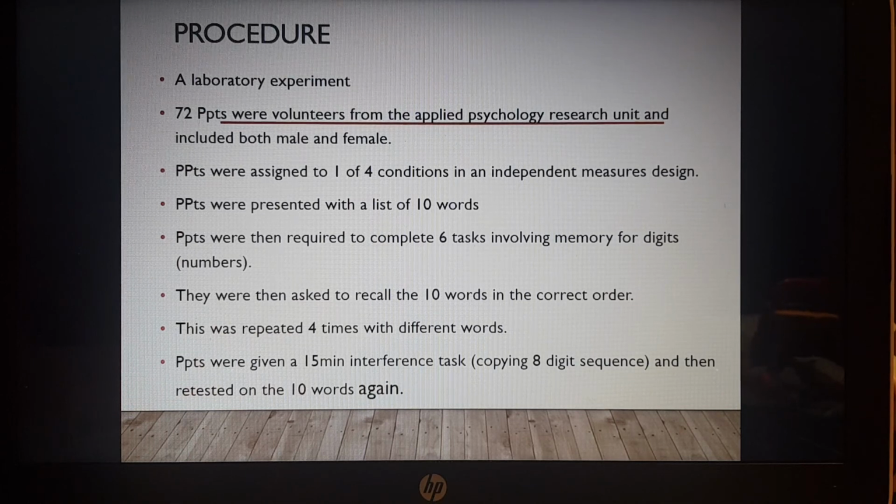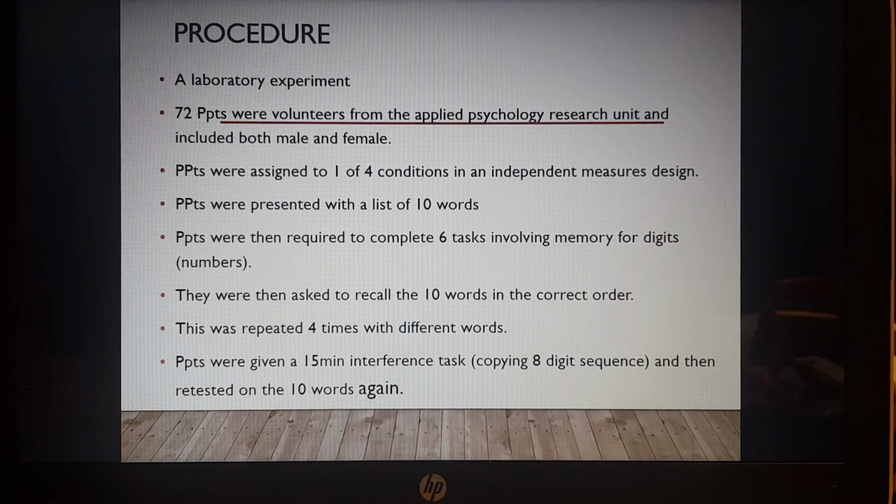By an independent measures design, we mean participants only took part in one of the 4 conditions they were allocated. Once they were allocated to one of the conditions, we'll go through all the conditions in the next slide, participants were then presented with a list of 10 words, which were presented aloud on a tape recorder, at a rate of 1 word every 3 seconds. Then they had 40 seconds to write down as many of the 10 words as they could.